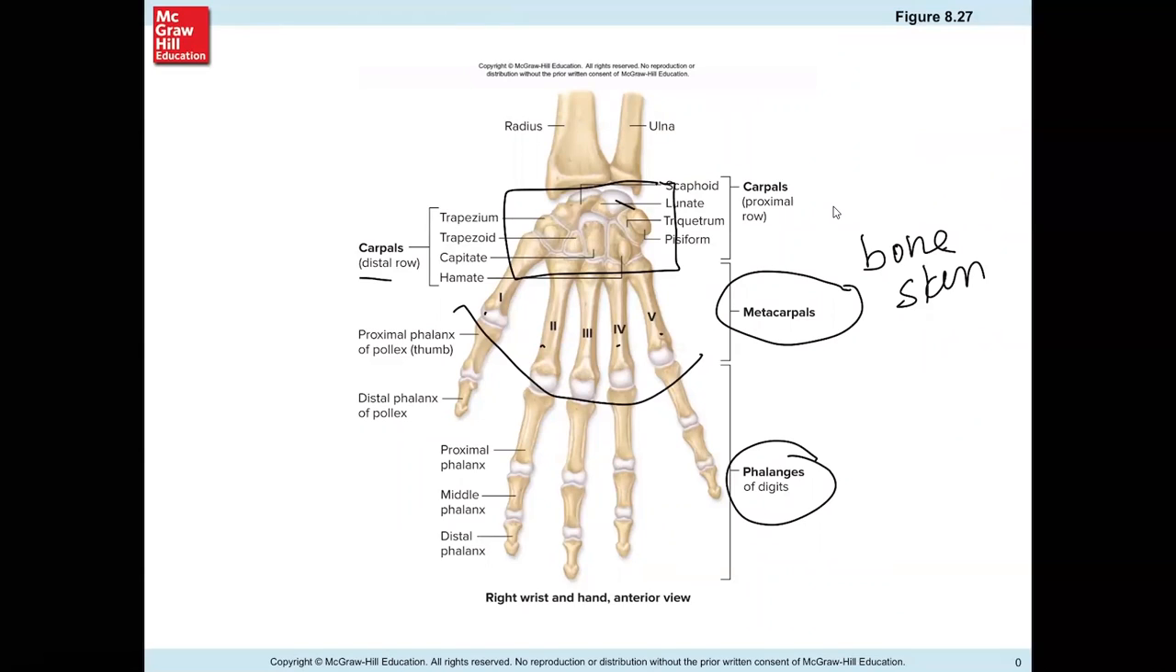So the phalanges, you have a proximal, which is going to be closer to your body, and distal is further away. And then there's a middle. So this would be 1, 2, 3, 4, 5. So say somebody broke this bone, this would be the 5th middle phalanx that they broke.